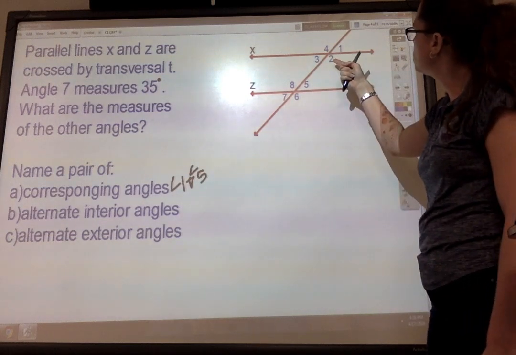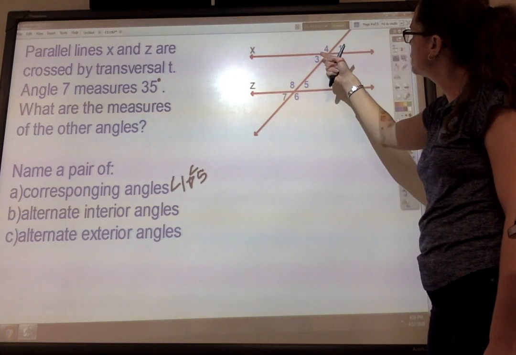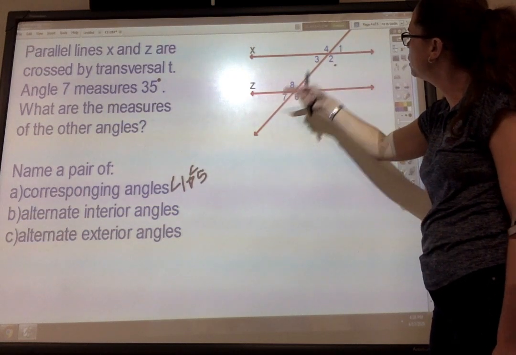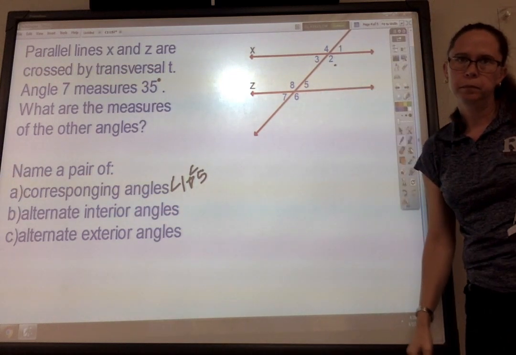What corresponds to angle 2? Angle 6. What corresponds to angle 3? Angle 7. What corresponds to angle 4? Angle 8. Okay?